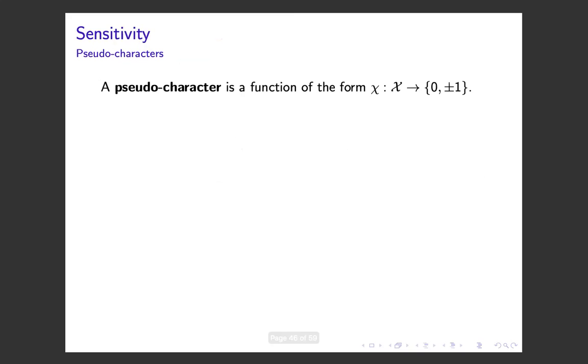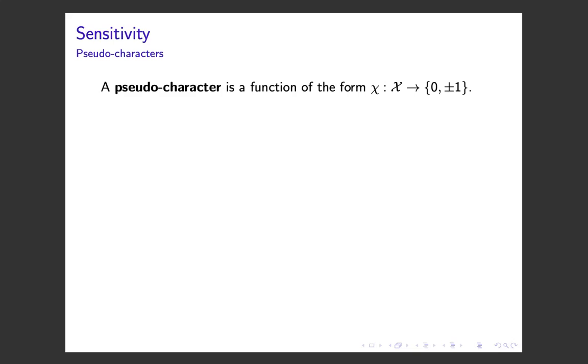There's a very important definition for which the proof of the sensitivity theorem is going to follow, and it's this notion of a pseudocharacter. As it's defined here, it's not all that remarkable. We're just calling a function a pseudocharacter if it's a 0, plus or minus 1 valued function, but it's the way that we're going to use these types of functions that gives them their namesake.